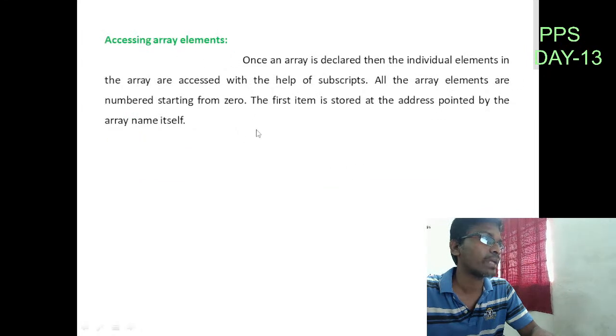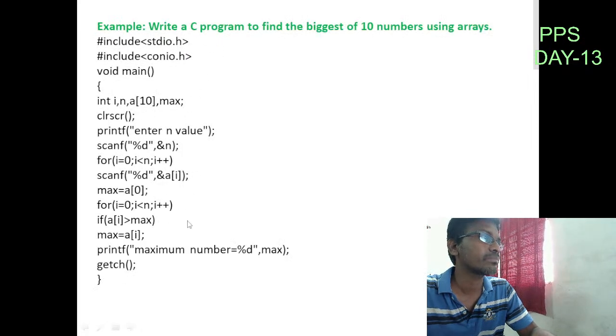And how do we access elements in the array? If you want to access a particular value in an array or in a memory location, you have to use the index number. By using the index number or subscript number, you access the particular value in the memory location. We have seen this example in the previous class.